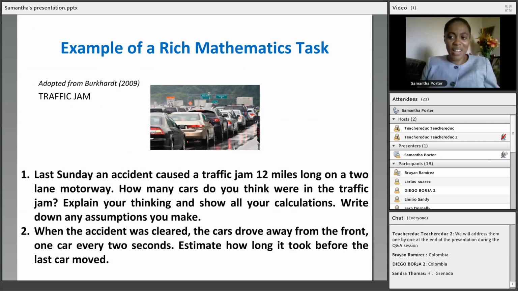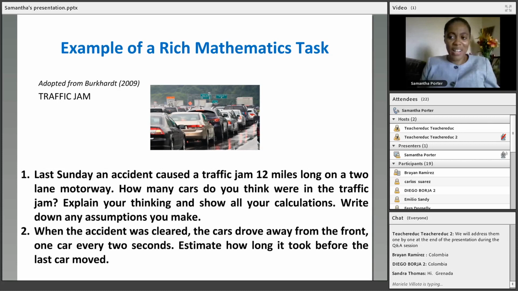And this is an example of a very rich task. If you look at it, we see it's a real life situation. It's something that our students can relate to. Last Sunday, an accident caused a traffic jam, 12 miles long on a 2-lane motorway. How many cars do you think go in the traffic jam? Explain your thinking and show all your calculation. Write down any assumption you make.